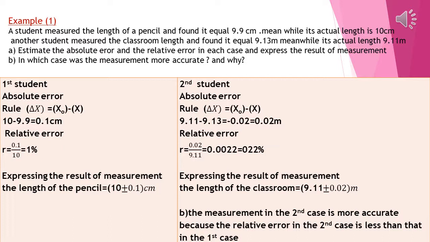When I finish calculating the absolute and relative error, we must put our solution in the form x naught plus or minus delta x. For example, for the first student, x naught equals 10 plus or minus delta x equal to 0.1. So we express the result of measuring the length of the pencil in the form x naught plus or minus delta x. Also for the second student, we express the result for the length of the classroom as x naught plus or minus delta x, so 9.11 plus or minus 0.02. Okay.